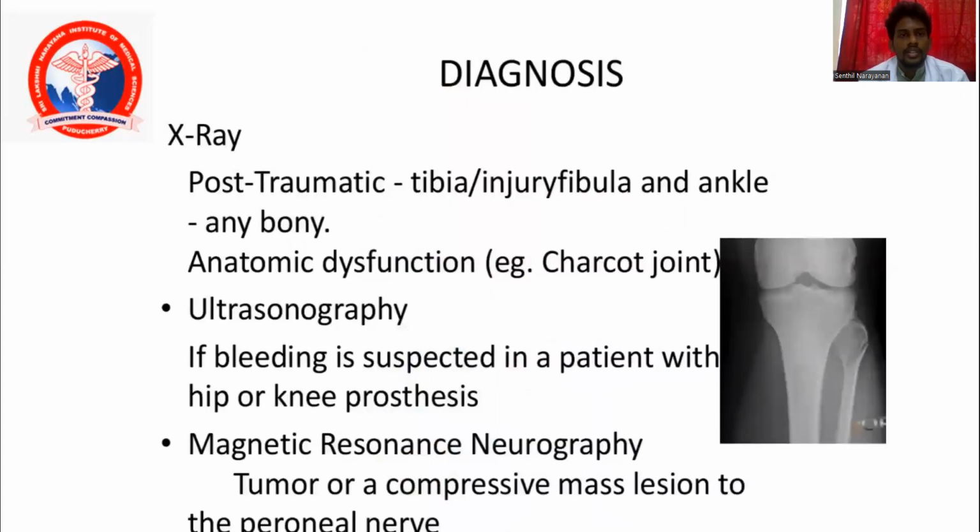Coming to the investigations, you can take an X-ray to rule out traumatic causes, injuries to the tibia and fibula, and any bony injuries to the ankle. Anatomic dysfunctions, such as Charcot joint, can be seen with X-rays. Ultrasonography can be done if any bleeding is suspected in a patient with a hip or knee process. A hematoma can compress the nerve. Similarly, magnetic resonance imaging can find any tumor or compressive lesions over the course of the sciatic nerve.